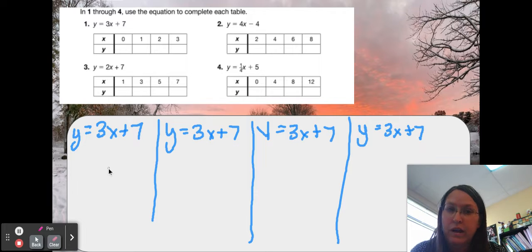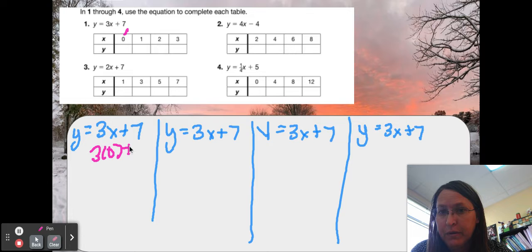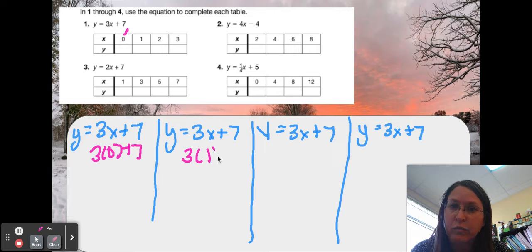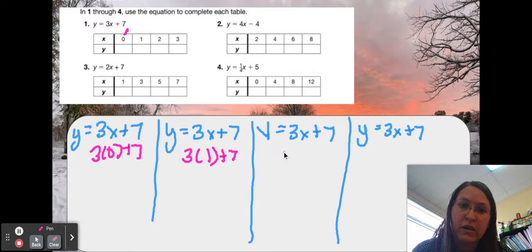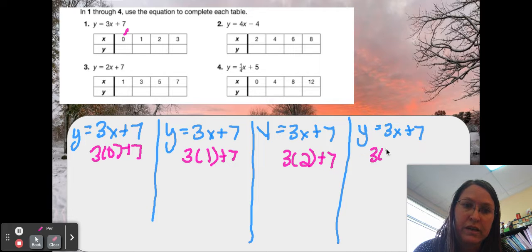Okay, so what I am going to do now is substitute 0 in. So 3 times 0 plus 7. So I'm going to substitute 1 in. 3 times 1 plus 7. I'm going to substitute 2 in. 3 times 2 plus 7. And I'm going to substitute 3 in. 3 times 3 plus 7.